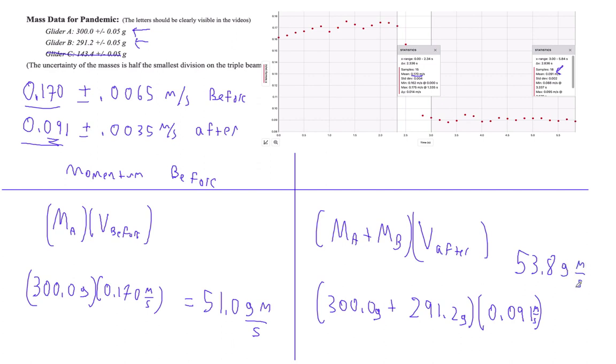Now, it looks like we got more momentum afterwards than we got before. The question, of course, is whether that is due to experimental error, or is there some bigger thing going on? When we look at the uncertainty, we'll be able to determine that. But that's just the momentum calculation.